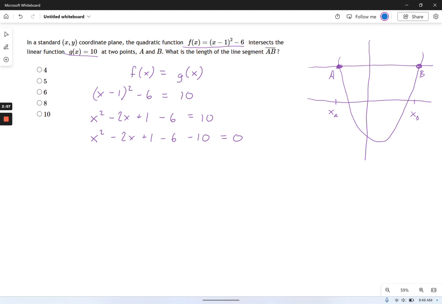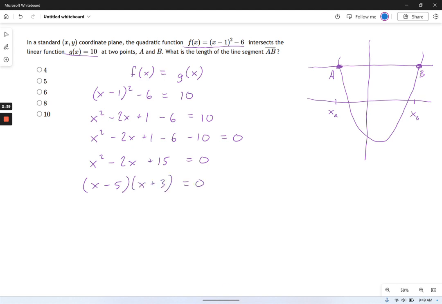Now I'm overdue to clean up some things on the left side here. I can combine the plus 1, the minus 6, the minus 10 to get minus 15, I think. So we get x squared minus 2x minus 15 equals 0. And now we factor it. We get (x minus 5)(x plus 3).